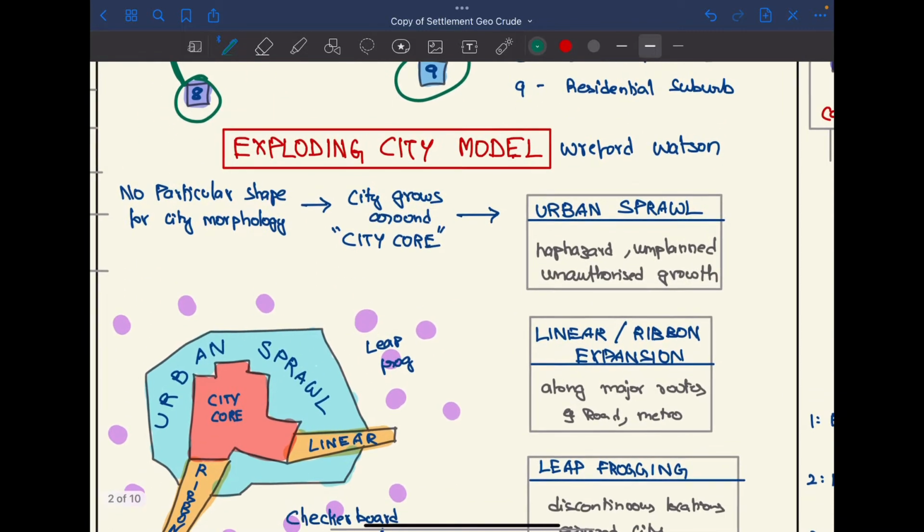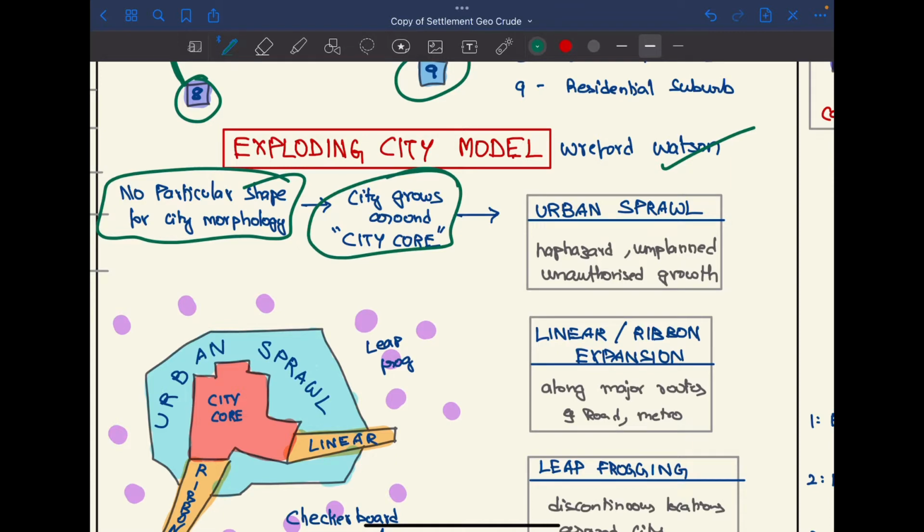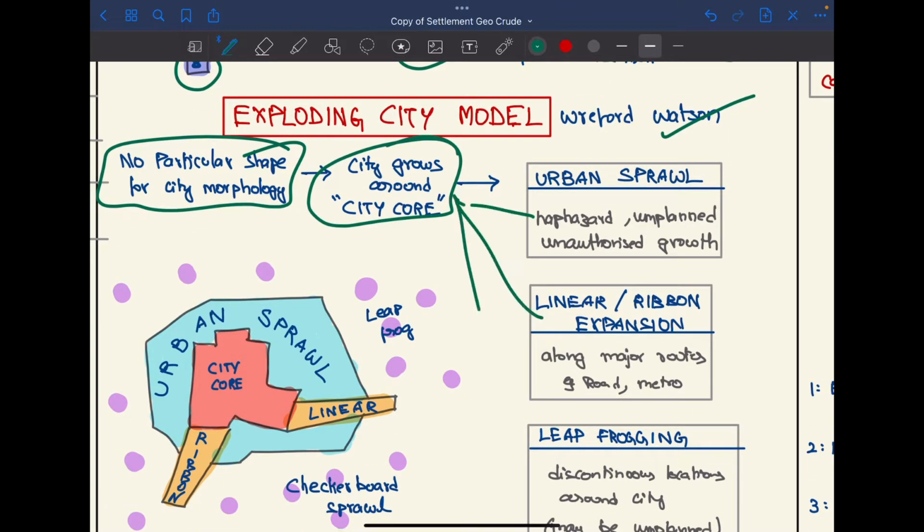Next, we have the exploding city model given by Bradford Watson. According to him also, there is no particular shape for city morphology. The city grows around the city core, but the expansion can be of three types: urban sprawl, linear or ribbon expansion, and leapfrogging.